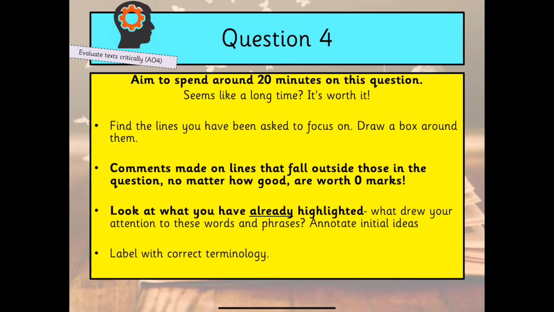So now would be a good time to pause the video and go back to the extract and start annotating for question 4. If you need a little bit more support on this, I have done a video walking through an annotation and a very quick plan of an answer to question 4, so do take a look at that if you would like. If not, pause the video, annotate away, and come back and we'll look at structuring your answer, and then I'll give you some time to answer the question yourself.